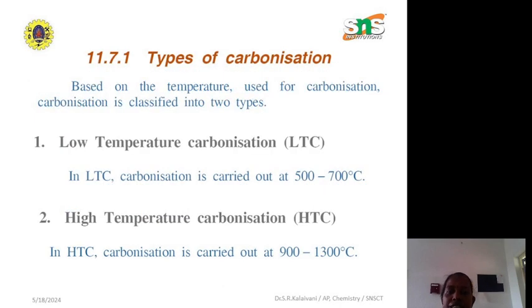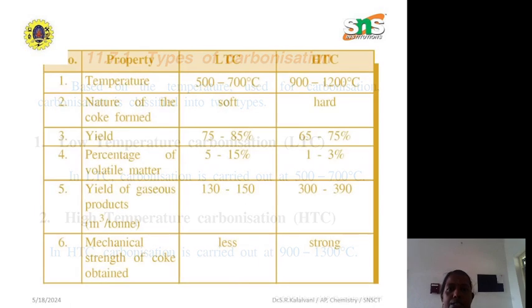Then types of carbonization process. Carbonization means converting coal into coke. Based on the temperature, carbonization can be classified into two categories. One is low temperature carbonization, another one is high temperature carbonization. Low temperature carbonization is carried out at a temperature in the range of 500 to 700 degrees Celsius, but the high temperature carbonization process is carried out under the condition of 900 to 1300 degrees Celsius.